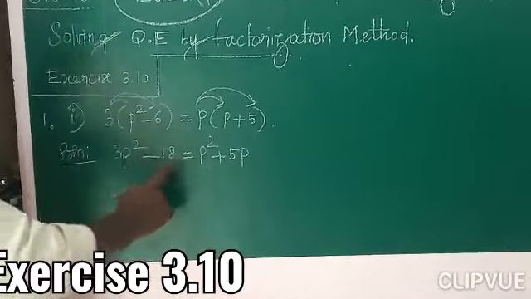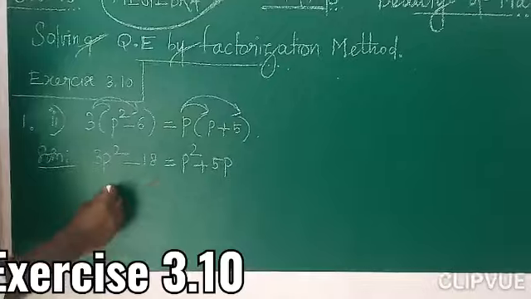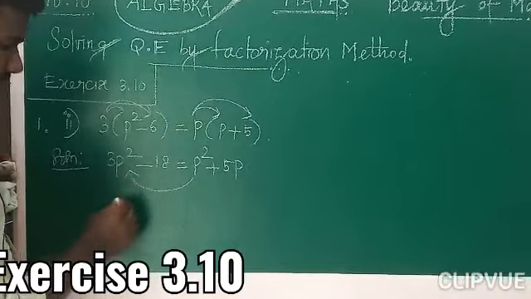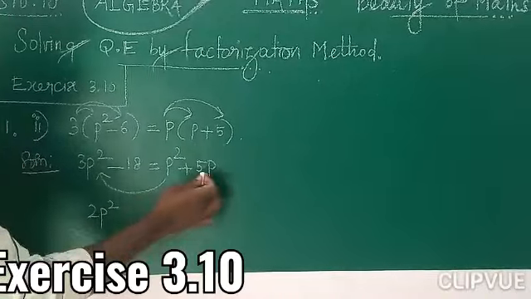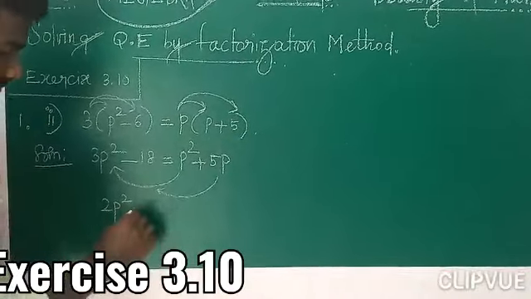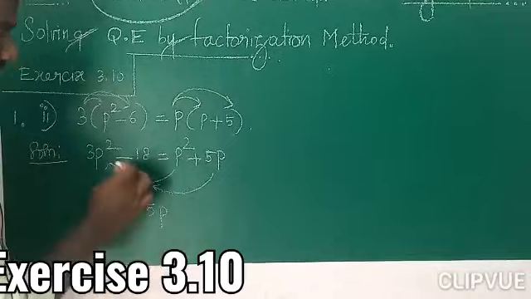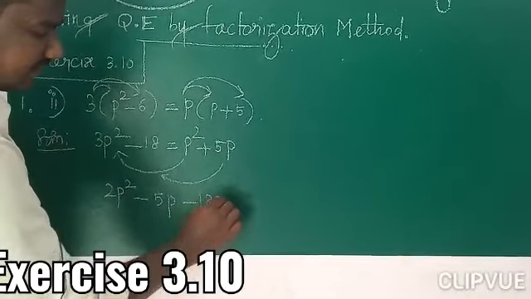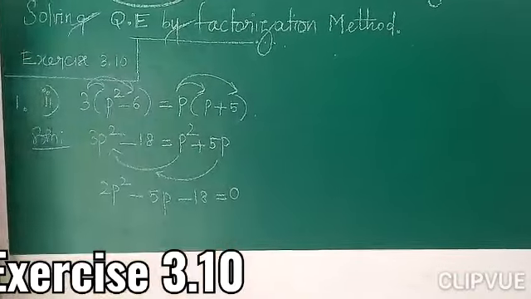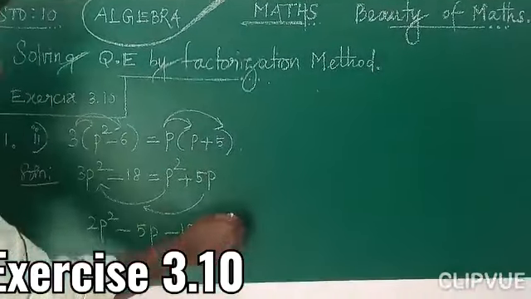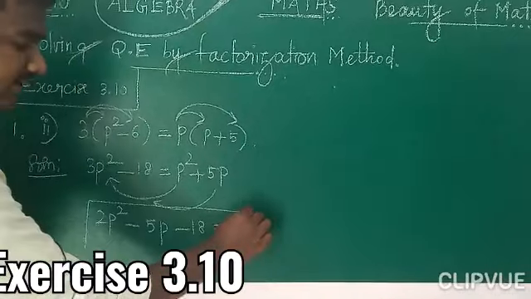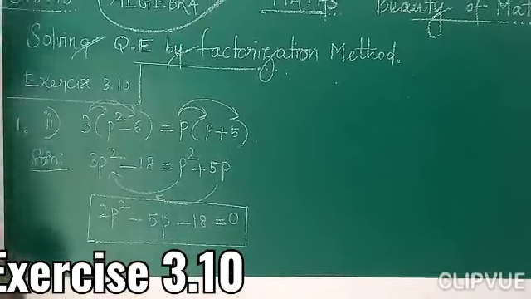So 3p square minus p square is equal to 2p square. This 5p, plus 5p becomes minus 5p, and this minus 18 is there. That is left hand side, which is equal to 0. So 2p square minus 5p minus 18 is equal to 0. Now it is in the standard form of quadratic equation of variable p.